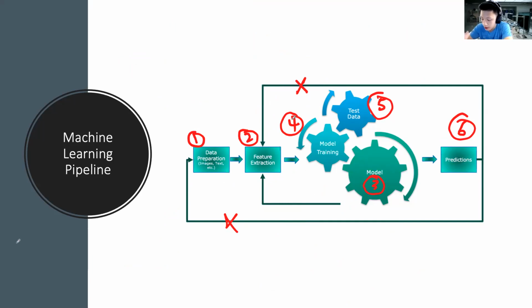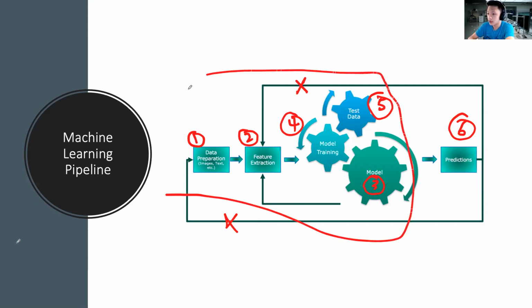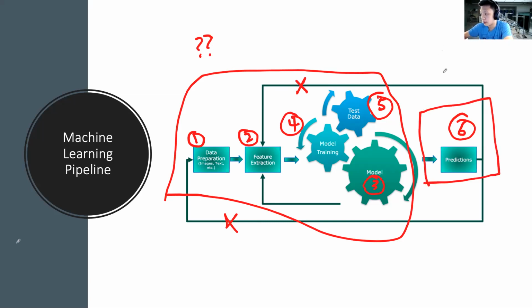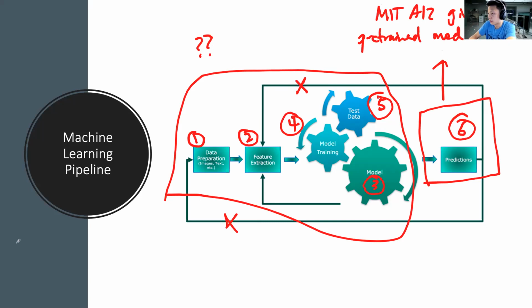And up until this point, you have not gotten a lot of experience with steps 1 through 5, right? This is all a big question mark, I think, to most people, because when we've worked with MIT App Inventor, the models that they've given us are already pre-trained. So this is basically our homework. MIT AI2 gives us pre-trained models. But the real question now is how to train your own.